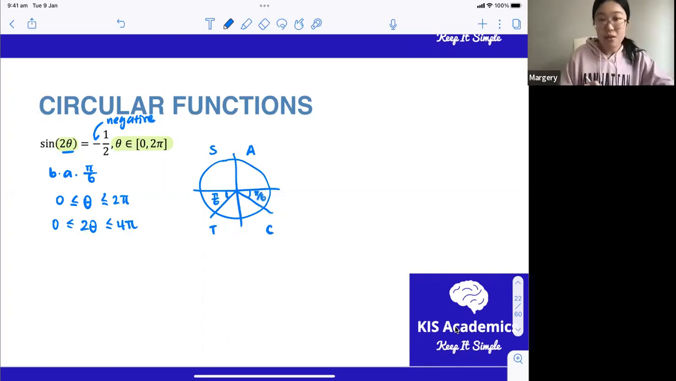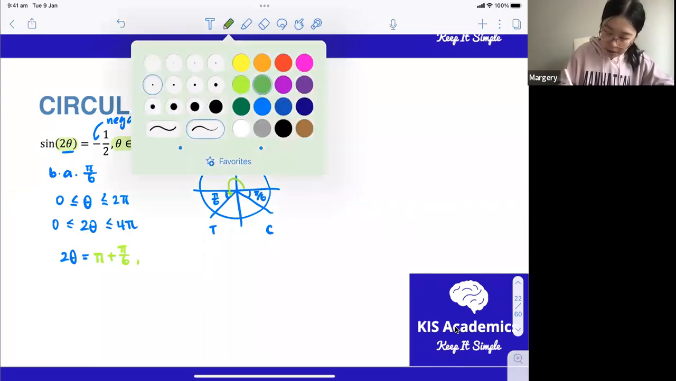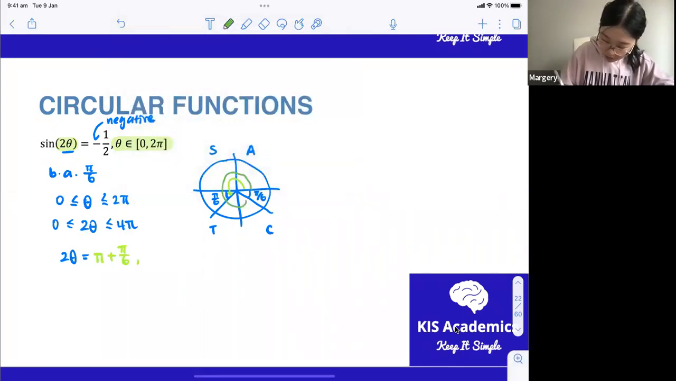So once we've found out the quadrants in which they're negative, I write down 2 theta, whatever angle is inside the function, is equal to. I can first go into this third quadrant. I know this would be pi plus pi over 6 for my angle. Then if I move on to my fourth quadrant, this would be 2 pi minus pi over 6. Because I know that my 2 pi is always positive, I don't need to go in the negative direction.